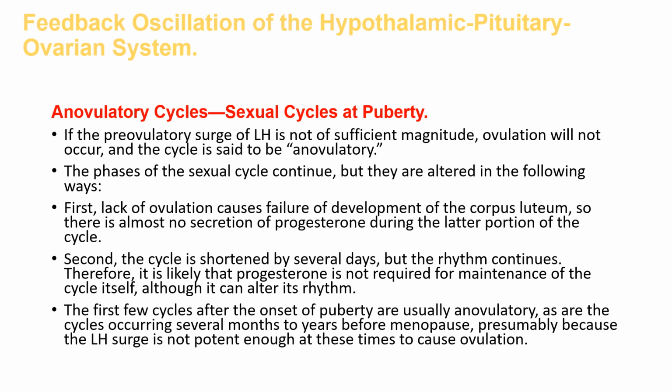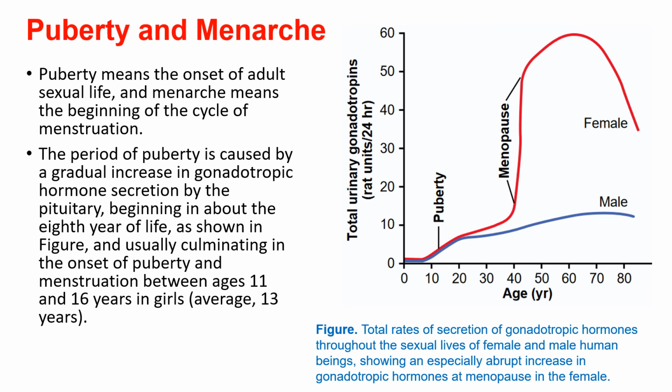The first few cycles after the onset of puberty are usually anovulatory, as are the cycles occurring several months to years before menopause, presumably because the LH surge is not potent enough at these times to cause ovulation. Puberty and menarche. Puberty means the onset of adult sexual life, and menarche means the beginning of the cycle of menstruation. The period of puberty is caused by a gradual increase in gonadotropic hormone secretion by the pituitary, beginning in about the 8th year of life, as shown in figure, and usually culminating in the onset of puberty and menstruation between ages 11 and 16 years in girls, average, 13 years.